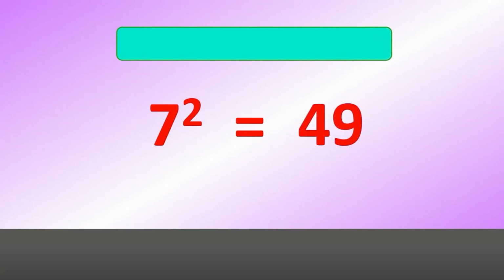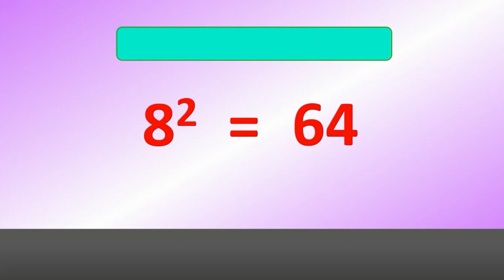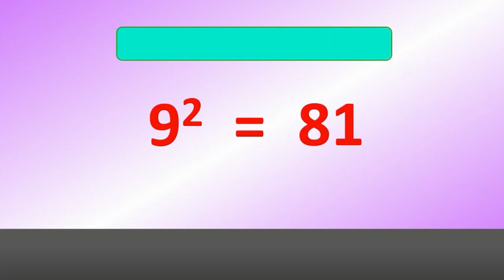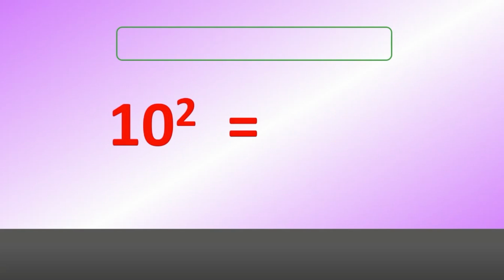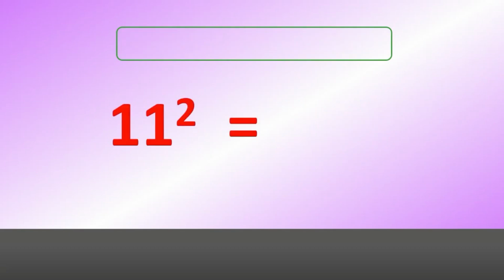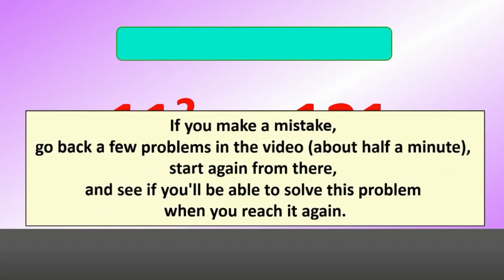8 squared is 64. 9 squared is 81. 10 squared is 100. 11 squared is 121. If you make a mistake, go back a few problems in the video, about half a minute, start again from there and see if you'll be able to solve this problem when you reach it again.